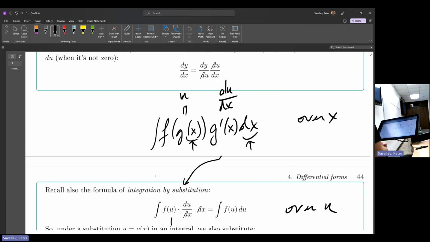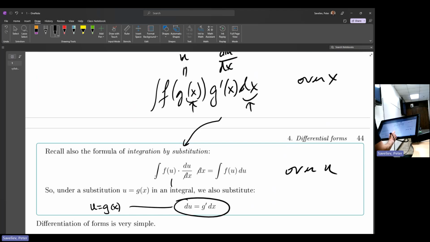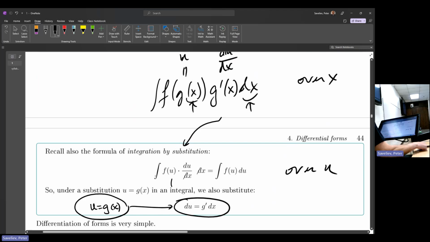Then there's a cancellation, and you have a neat transition from a formula with respect to x to the one with respect to u. Hopefully it simplifies things, and then you can finish the job. So this is really the formula of differential by substitution, where once again u is equal to g of x. This is what I've just been talking about.